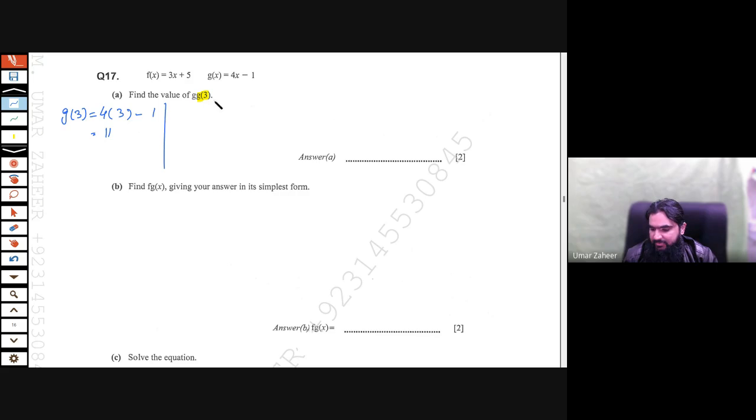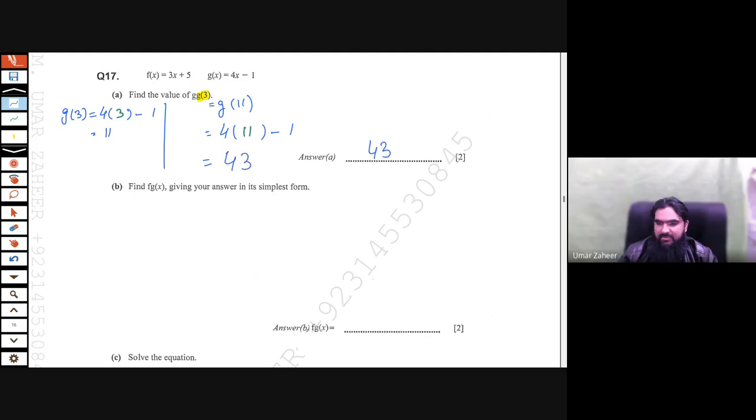Now substitute the value here, g as it is. At the place of g of 3, we have to substitute 11. And then again g function. So g function is 4x minus 1. And at the place of x, I will substitute 11. Is it clear? 4 times 11 is 44. 44 minus 1, 43.